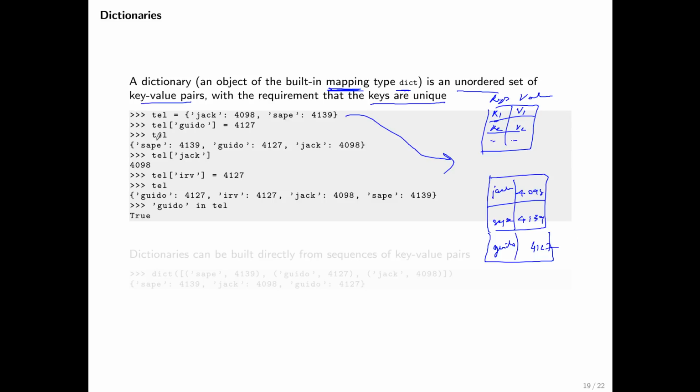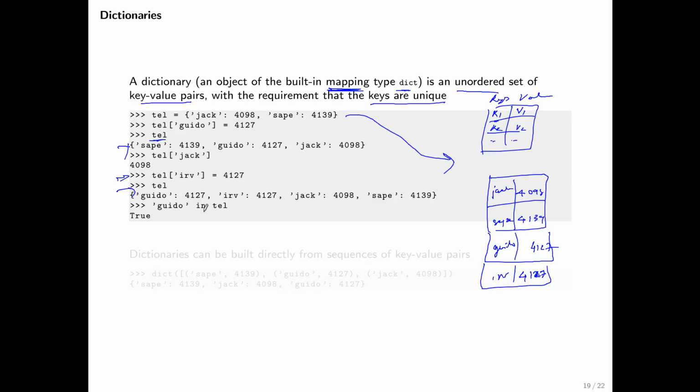And then we simply print tell out. So we get this guy, which is basically this dictionary, right? And then we add one more element, one more key value pair to it. So we say Irv is 4127. So notice that the values can be duplicates, but the keys cannot have duplicates, right? So it's that. And then again we print tell, we get this 5 element dictionary.